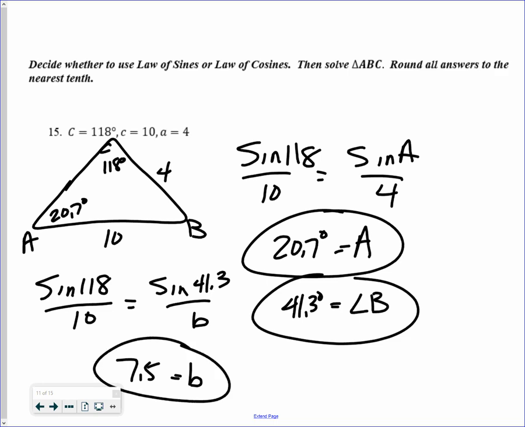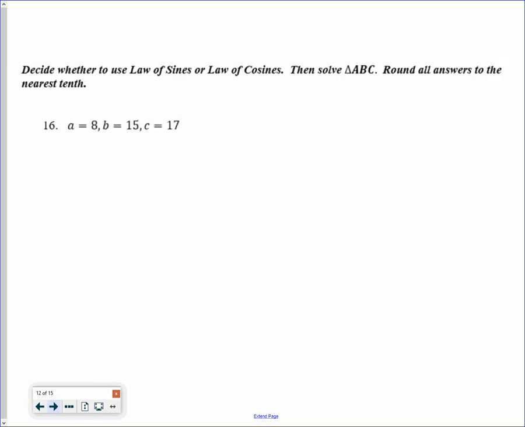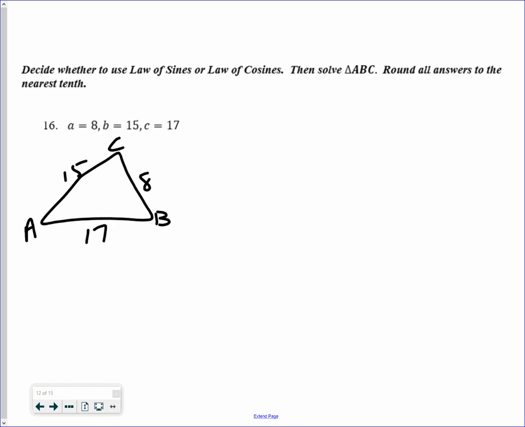So again, anytime I'm given 3 parts of a triangle, I need to find the other 3 parts of the triangle. 3 sides. All right, so let's talk about what happens when I'm given 3 sides. And my picture's not the best there, but side A is 8, side B is 15, side C is 17.